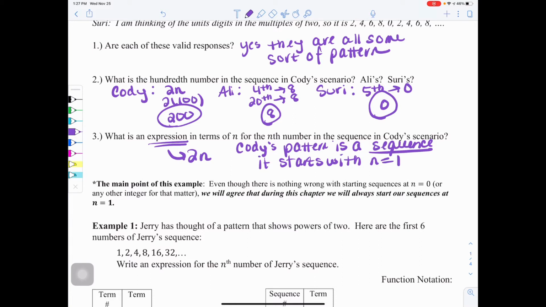So I want you to think about when we're doing y equals mx plus b and we find out what's across from 0 to get the y-intercept, okay? But we're going to agree that during this chapter when we're working with sequences that we're always going to start our sequences at n equals 1.